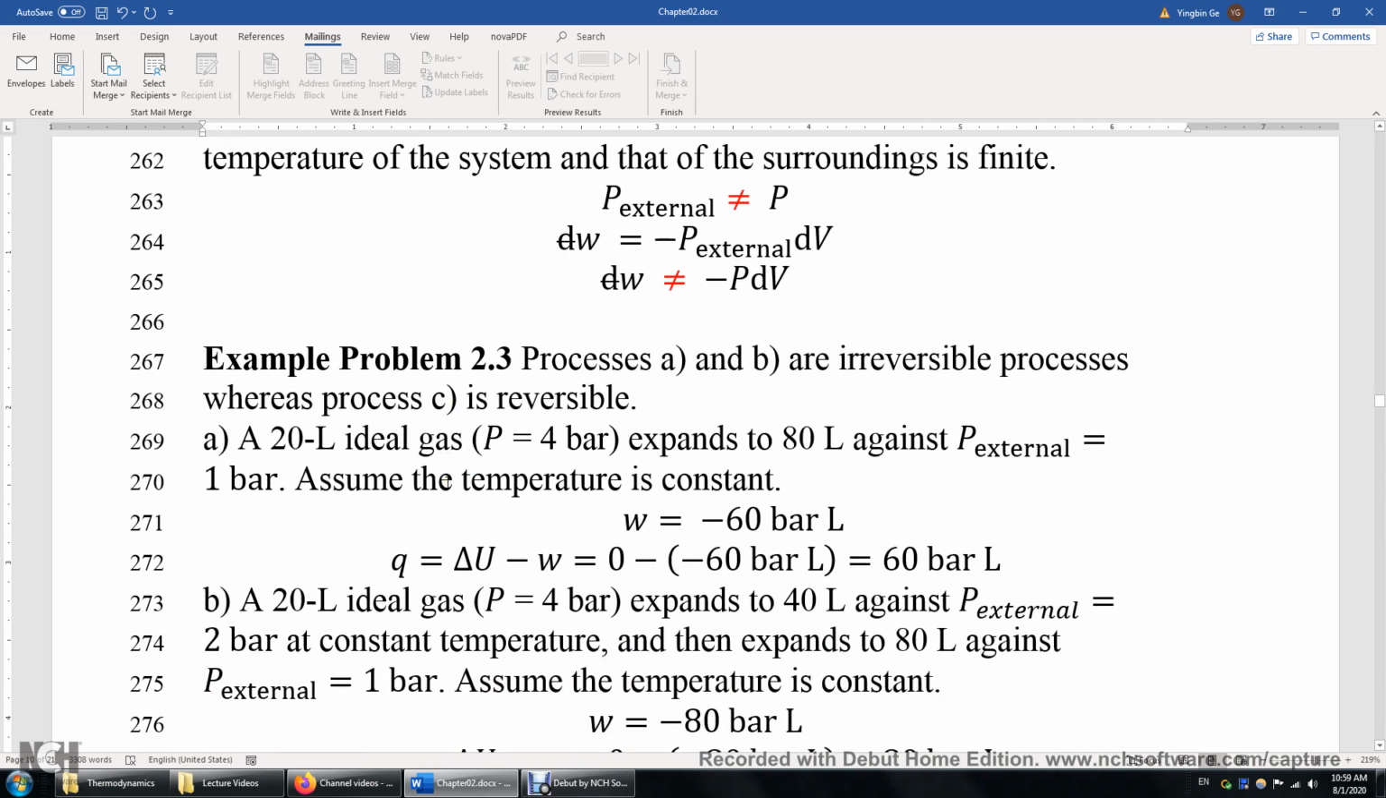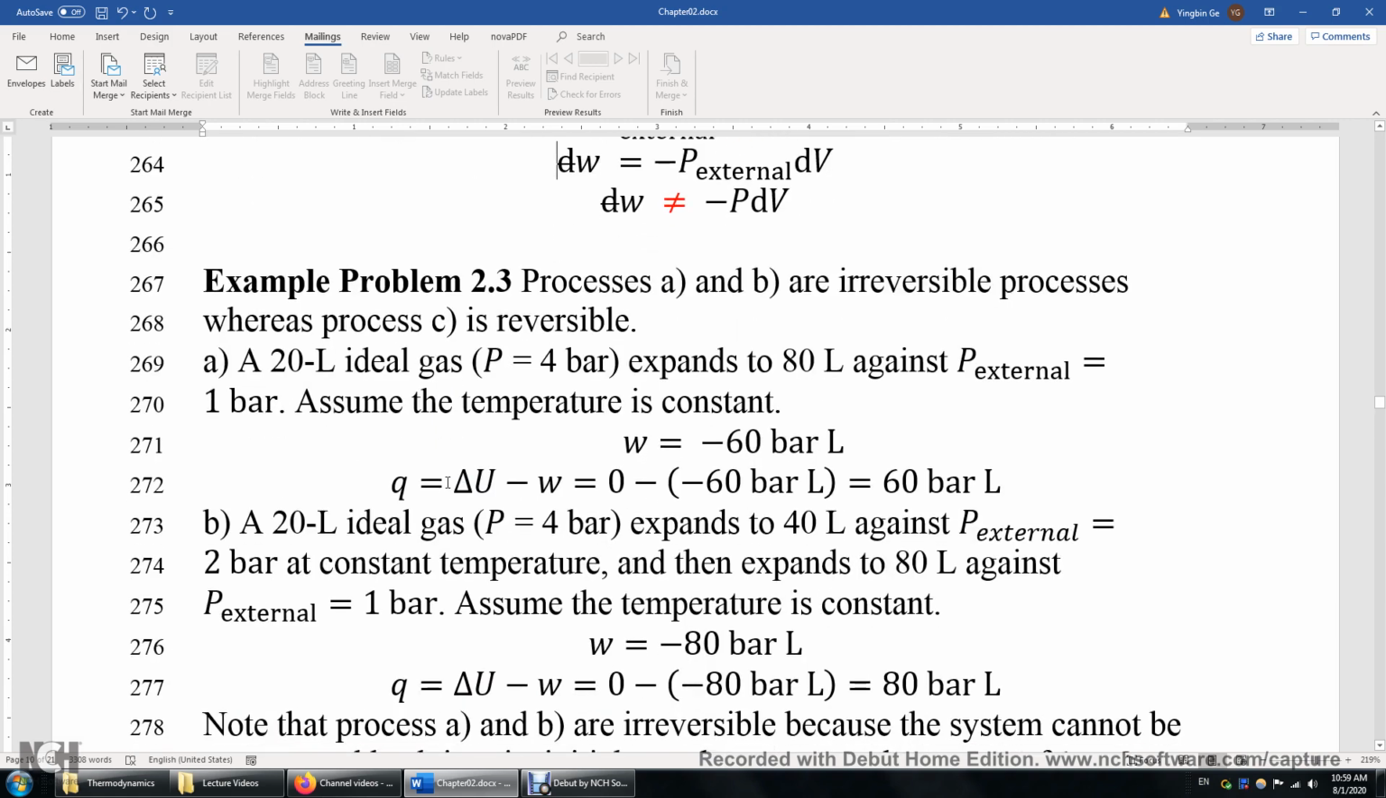Now let's look at a few examples. Processes A and B are irreversible processes. And then you will see process C is reversible. So A, 20-liter ideal gas expands to 80 liters. The pressure changes from 4 bar to 1 bar. The external pressure is 1 bar. And then how do we compute the work and heat?